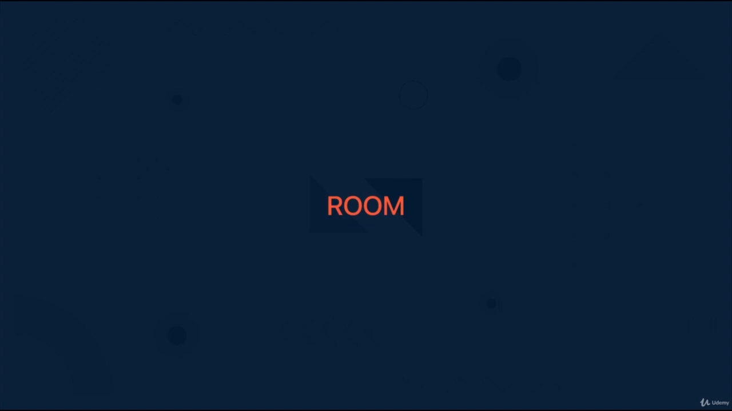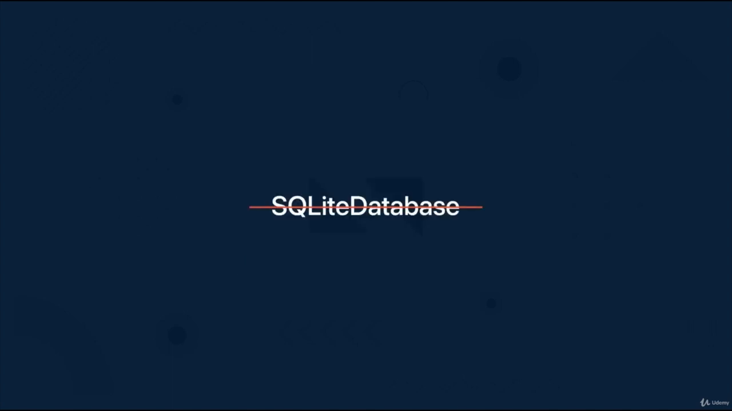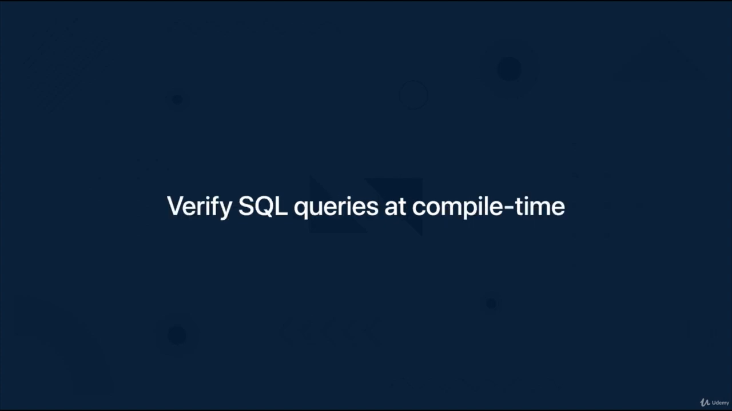Well, the Room library is a part of Android architecture components, and it provides an abstraction layer over SQLite to allow fluent database access while harnessing the full power of SQLite. Room is considered a better approach for data persistence than SQLite database. It makes it easier to work with SQLite database objects in your app, decreasing the amount of boilerplate code and verifying SQL queries at compile time.